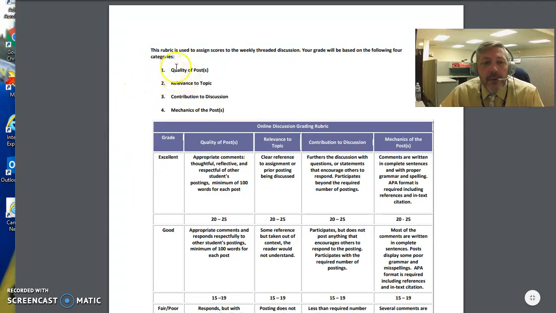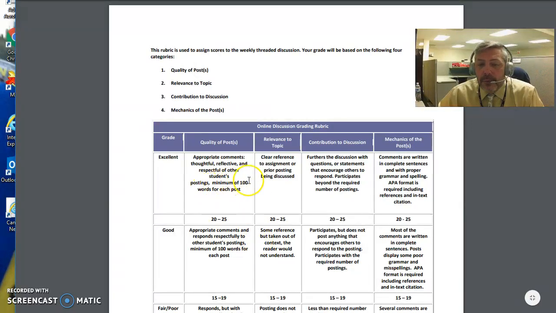Alright, so I'm going to be looking at the quality of posts. Were you appropriate in your comments? Were you respectful in your comments? Were you reflective in your comments? Did you bring in information from what you read for the week? Because that's what I want to see. I want to hear your own words, but I also want to hear what the book has told you, because that tells me that you're learning and that you've retained it.